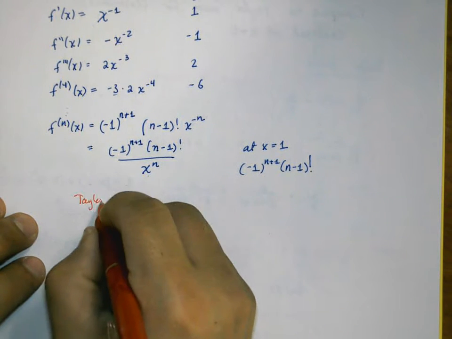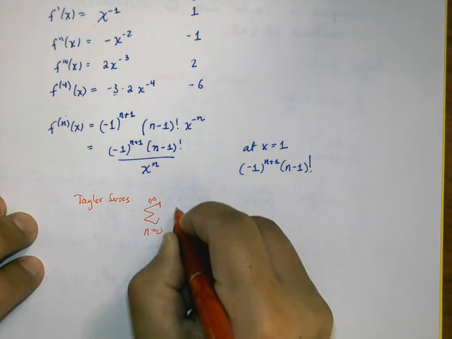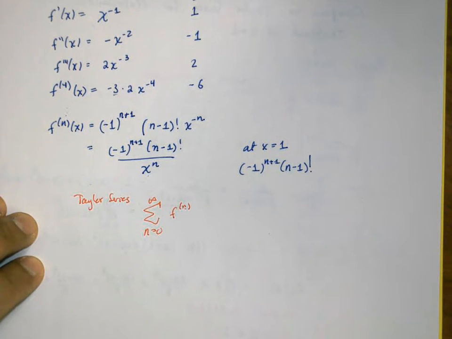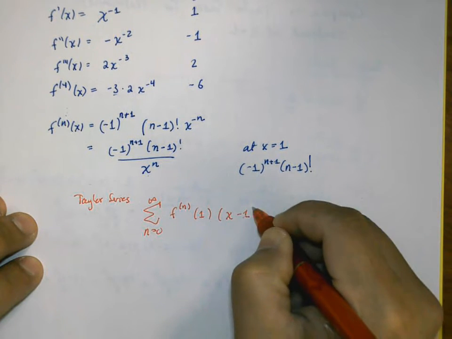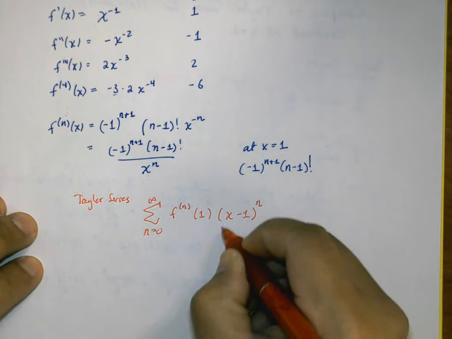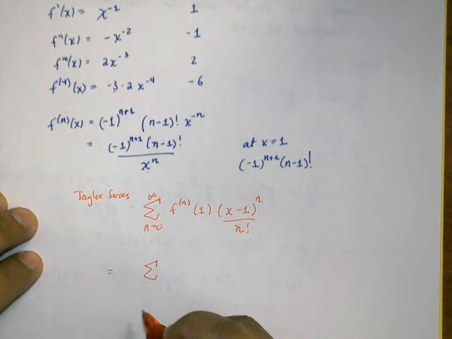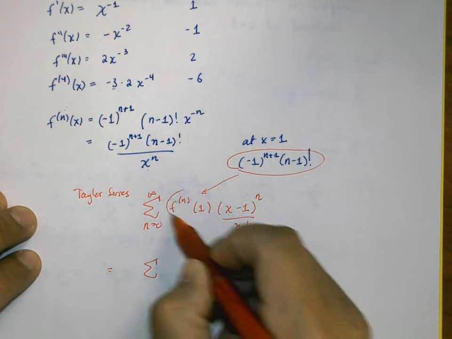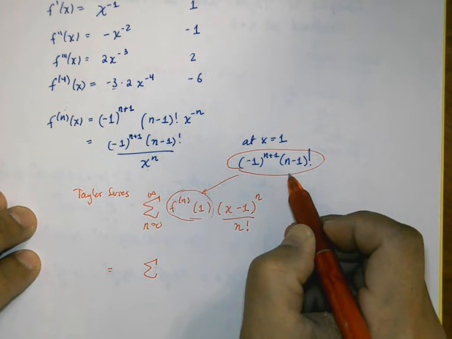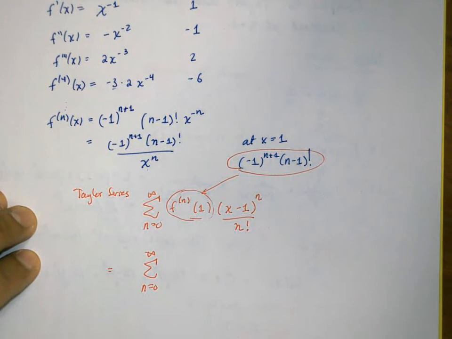So the Taylor series is, again, the sum from n equals 0 to infinity of the nth derivative at 1 in this case, times x minus 1 to the nth power all over n factorial. Now let's substitute in this part. Okay, this right here is the same as this. So this is a pattern for the nth derivative of the natural log function at x equals 1.